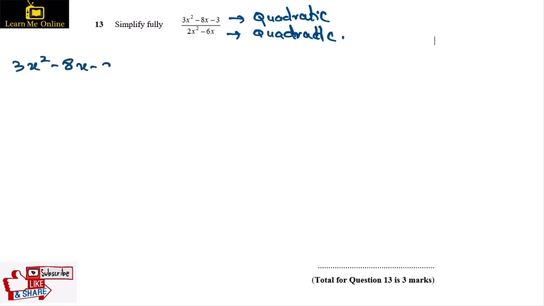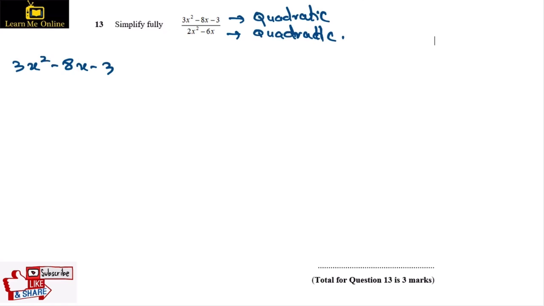Here we have got the next exam question, which is to simplify fully. We see that the numerator of this is a quadratic, and the denominator of this is a quadratic as well. So on the top, we have to do the factorization, and on the bottom, we have to do the factorization as well. I'm doing them separately, so I'm writing 3x squared minus 8x minus 3.